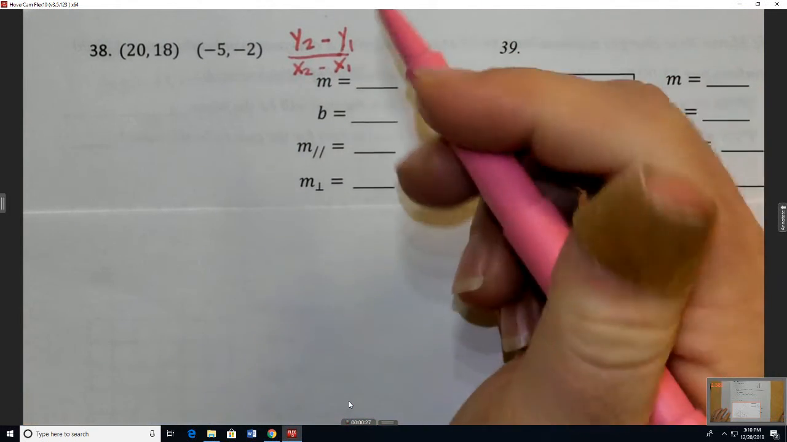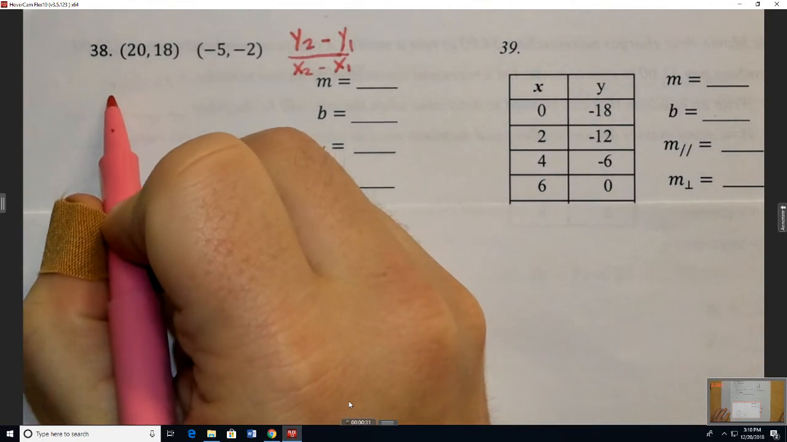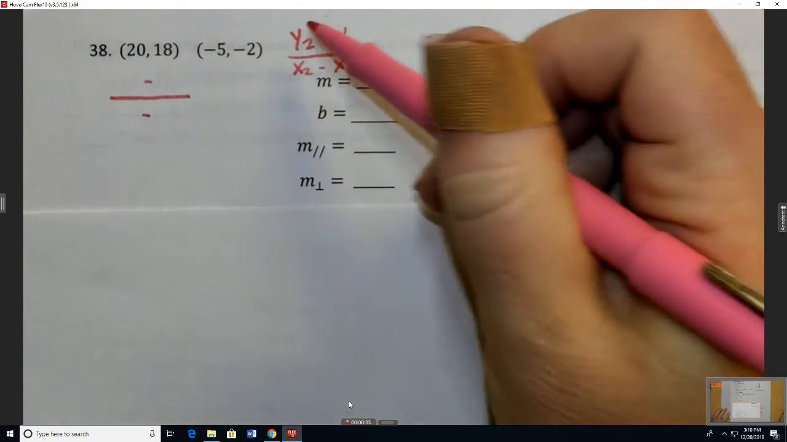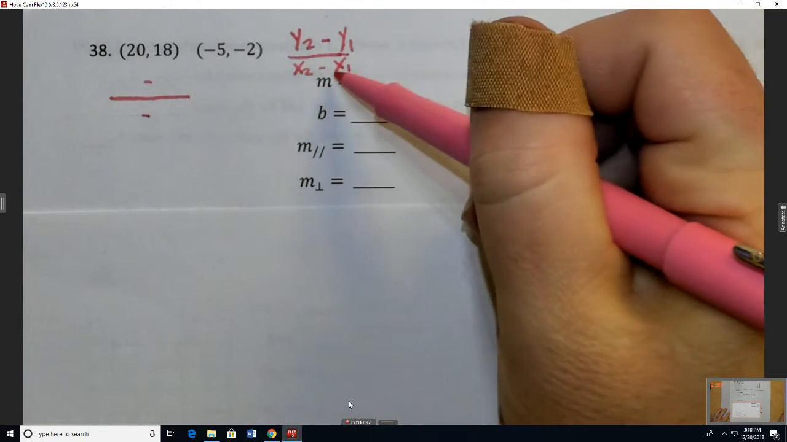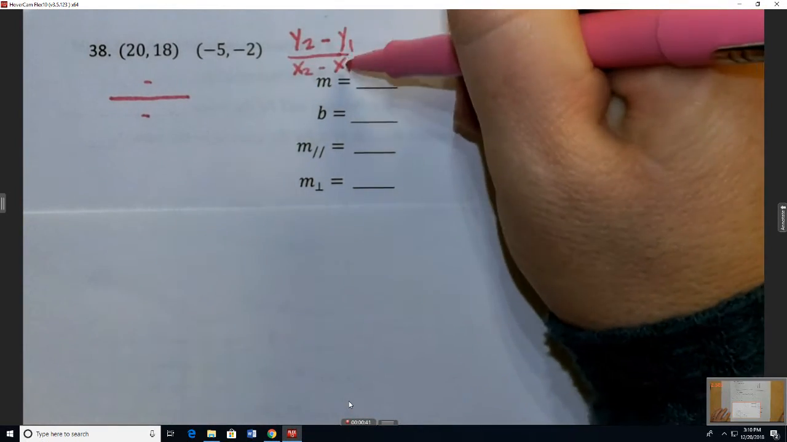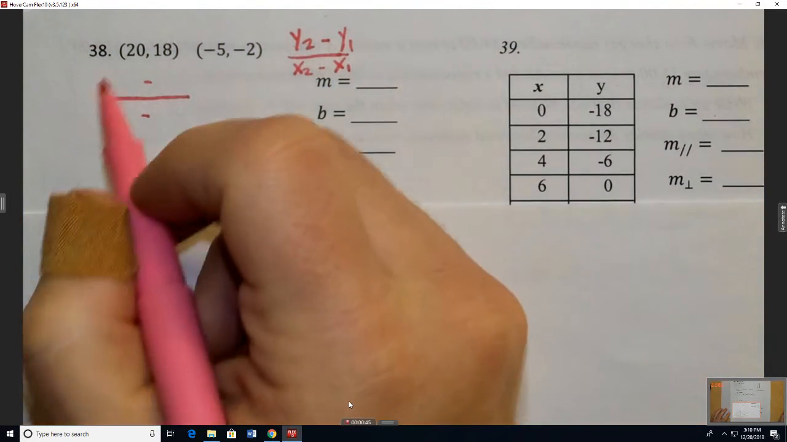I know some of my students have a different way of setting this up, so you might end up with your numbers in the opposite order that I do, but as long as the y's are on the top, the x's are on the bottom, and the points lie on top of one another, it should come out to the same answer when you simplify.